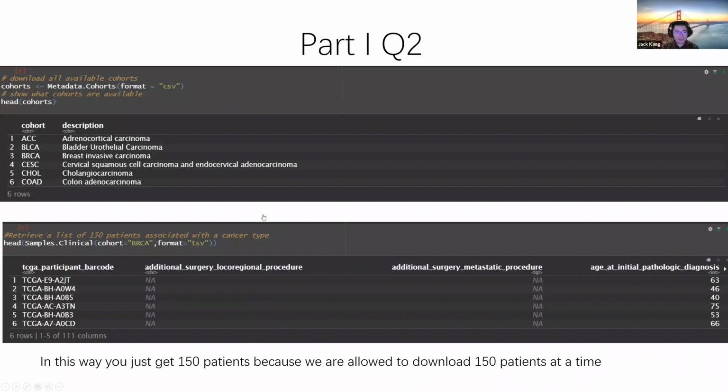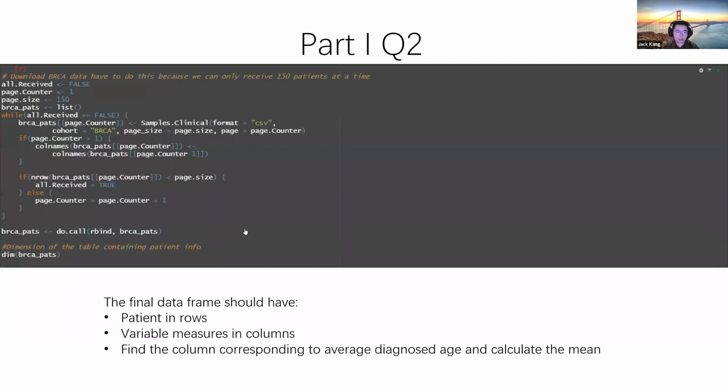It's kind of weird that in this way you actually get just 150 patients, because we are allowed to download just 150 patients at a time. So to get all the patients, maybe thousands of patients, you need to do this in a for loop, like the one shown in the screenshot. Don't worry, I have already provided this chunk of code in the sample code file. You can just copy this code and run it yourself. The only thing you need to change is the abbreviation for glioblastoma.